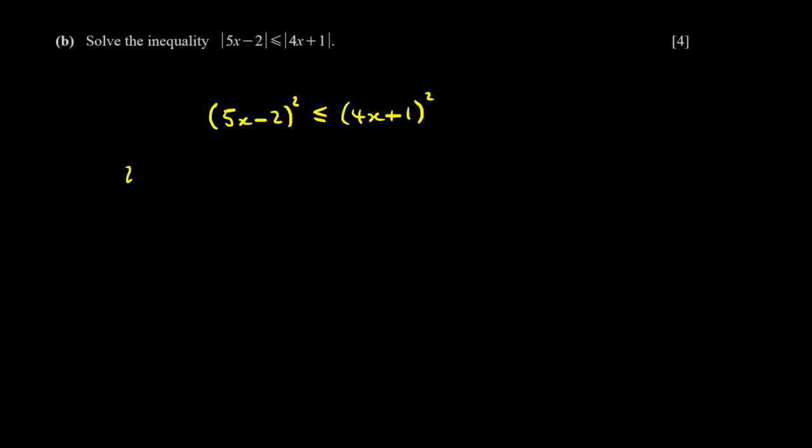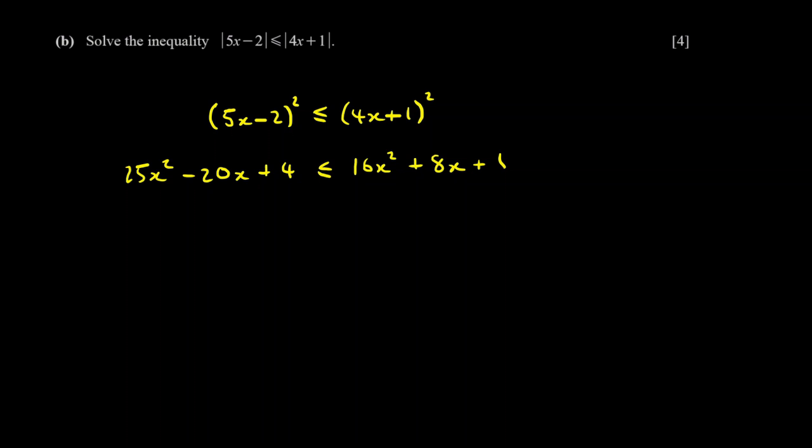5x times by 5x is 25x squared. Then 5x times by -2 is -10x. But we're going to have that repeated. So we've got -20x. And -2 squared is +4. Less than or equal to, well, 4x times by 4x is 16x squared. 4x times by 1 is 4x. We've got two of those, so it's 8x. And 1 times by 1 is 1.